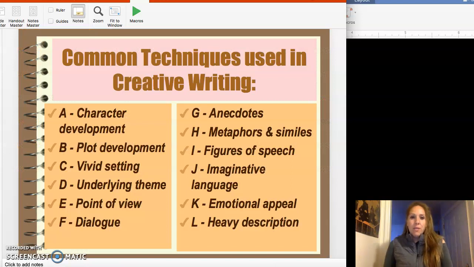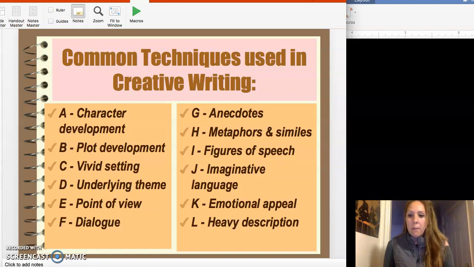So these are common techniques that are often used in creative writing. And I'm going to go over some of these briefly. So first of all, character development. When you're telling a creative story, you want to think about how to really show in depth what that person, that character is like in a well-rounded way, unless you're intentionally leaving information out about them.